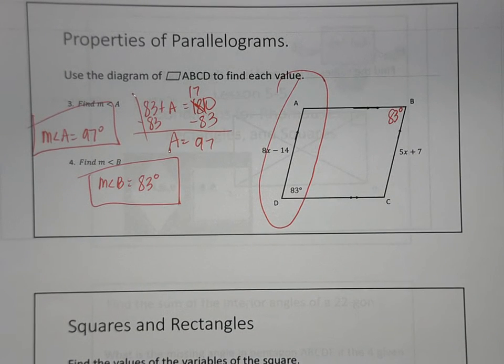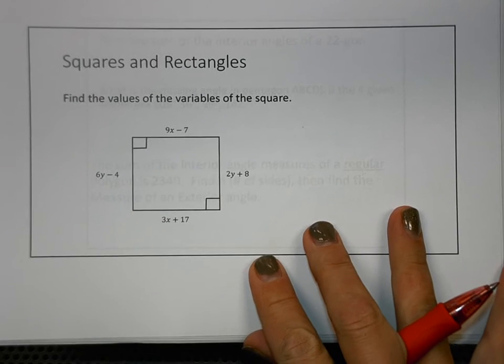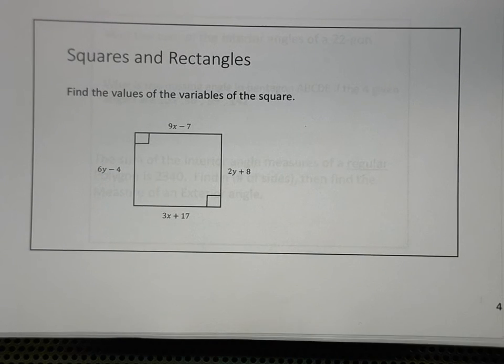All right, let's move on to squares and rectangles. This tells you it is a square. Once you have x and y, you can actually show me on your hands.